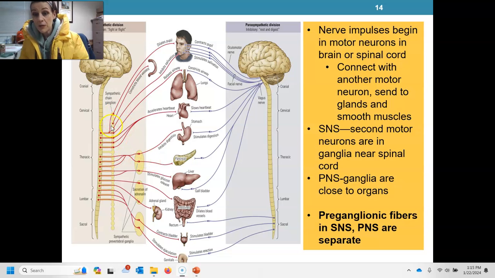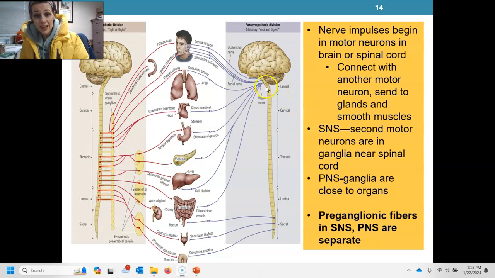So notice some of them are pretty close to the organs. Some of them are pretty far. And these ganglia are going to be near the spinal cord. So for example, this area in the thoracic spine makes contact with the ganglia. It's going to inhibit digestion. It's going to send output to the pancreas, and it's going to stimulate glucose release from the liver and gallbladder.